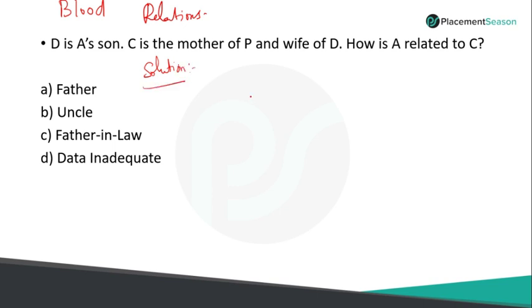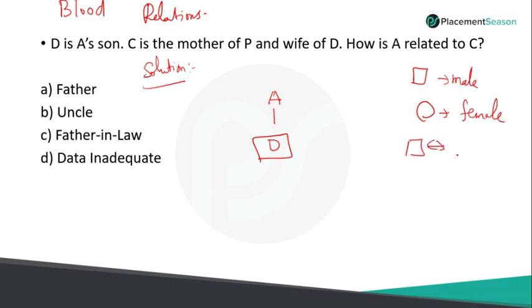Read the question carefully and draw the tree diagram. D is a son, so A is having a son. It's D. If I mention it inside a box, that means he's male. If I mention it in a circle, it is female. And if they are married, it's drawn like this. Married couples, okay. I'll draw the diagram as a hierarchy because D is A's son. Clear? So now C is the mother of P and wife of D, which clearly says C is the wife of D.